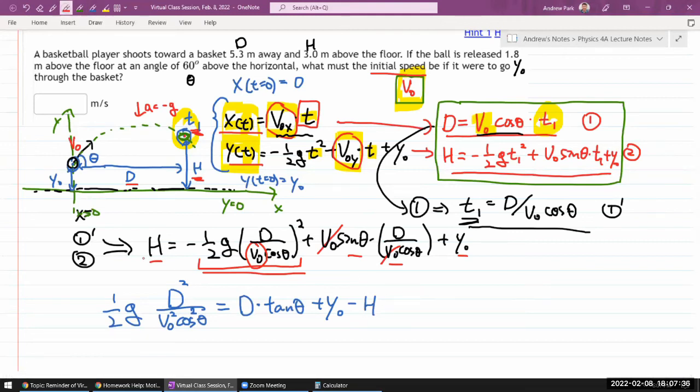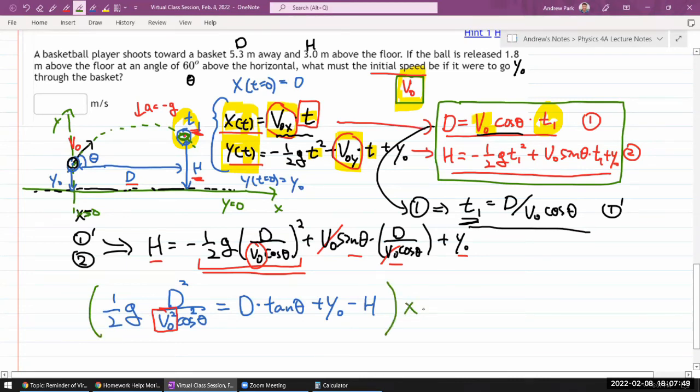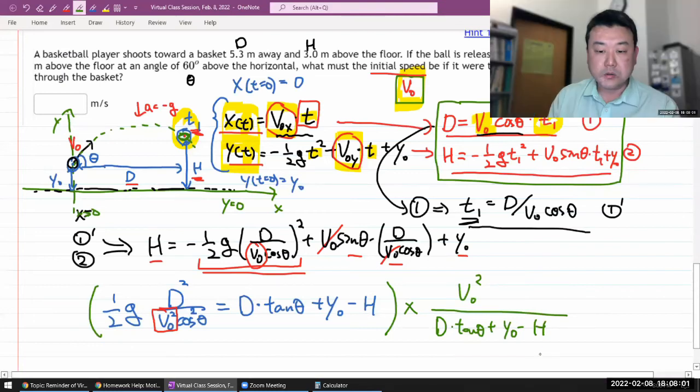Okay, so I need to move this into the numerator, and by itself. I squint at this equation for a bit and decide that if I multiply this whole thing by this, I'll get what I want, which is V naught squared over the tangent theta plus y naught minus h.